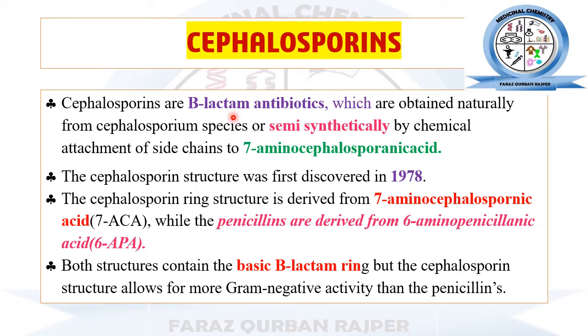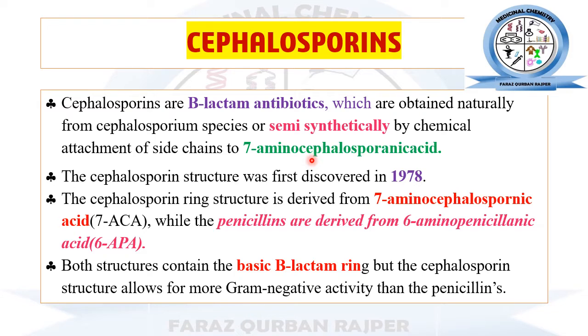Cephalosporins were basically obtained from a natural source, the Cephalosporium species. Some of the cephalosporins were later synthesized in the laboratory by chemical or organic synthesis, by semi-synthetic technology, by the attachment of different functional groups or side chains at the 7-amino-cephalosporinic acid. The 7-amino-cephalosporinic acid is the basic ring skeleton that is present in all of the cephalosporin chemical structures.